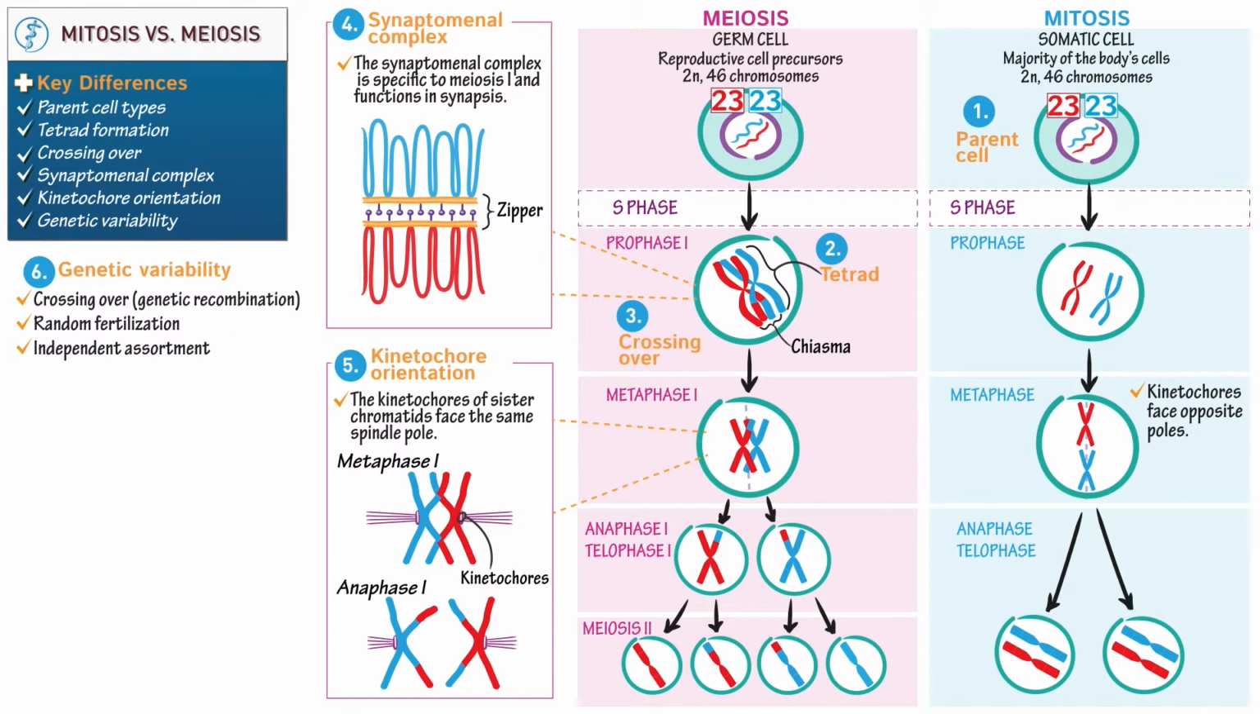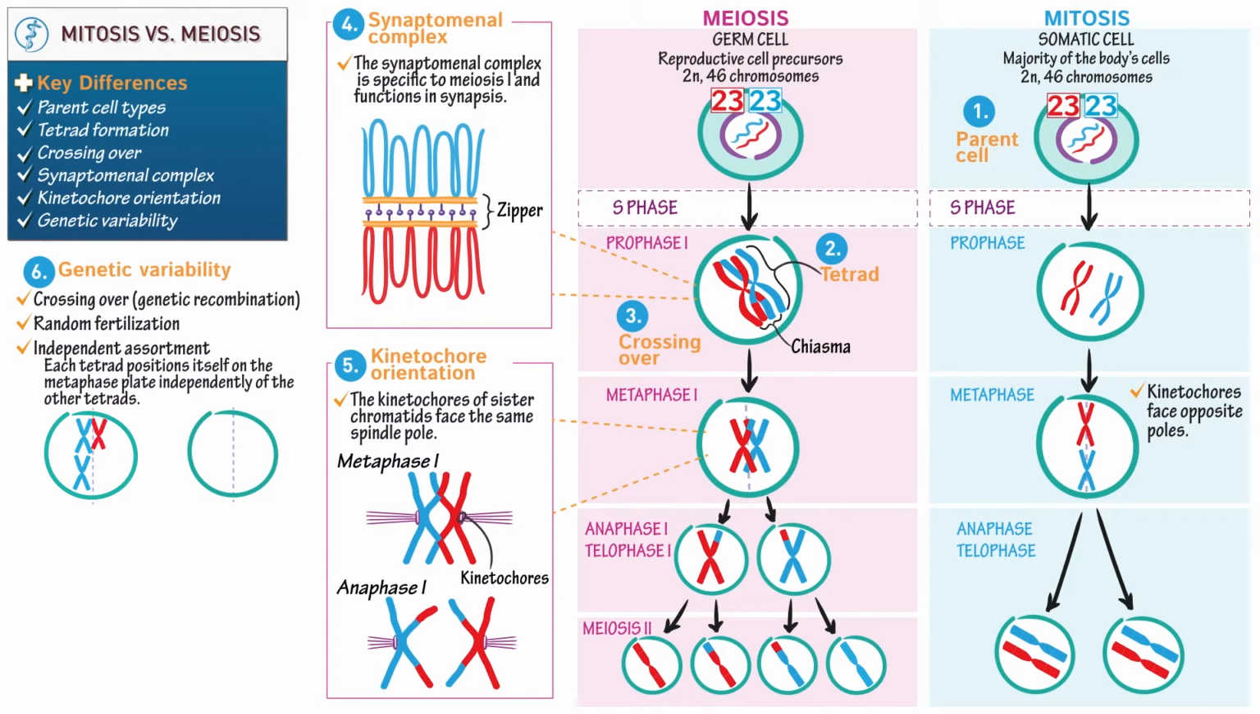That independent assortment refers to the fact that each tetrad positions itself on the metaphase plate independently of the other tetrads, which produces about 8 million possible combinations of chromosomes in haploid gametes. Let's visualize how now. Start with 2 cells in metaphase 1. In the first cell, draw representative paternal chromosomes on one side of the metaphase plate and maternal chromosomes on the other. In the second cell, draw representative paternal and maternal chromosomes on opposite sides of the metaphase plate.